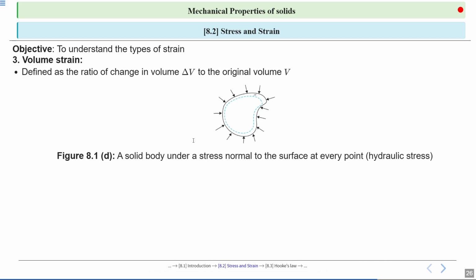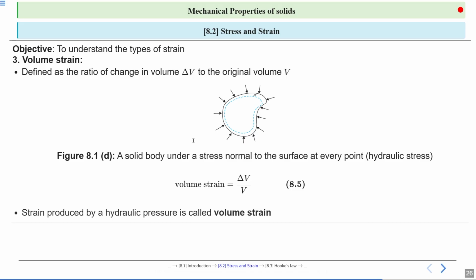If we talk about the definition, volume strain is defined as the ratio of the change in volume delta V to the original volume V. So delta V upon V is equal to volume strain. Strain produced by a hydraulic pressure is called volume strain. This type of strain is significant in fields like engineering and material science, where understanding material behavior under pressure is essential.